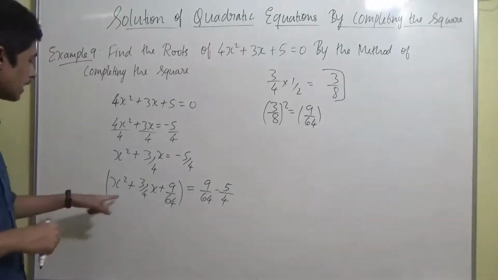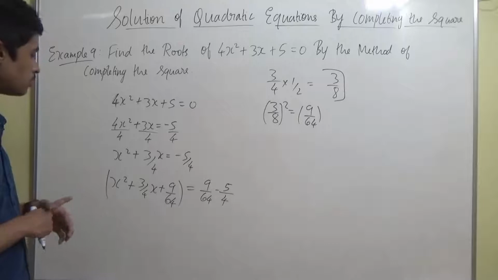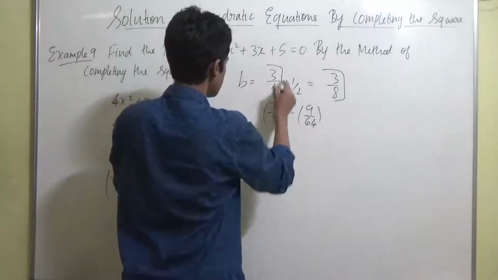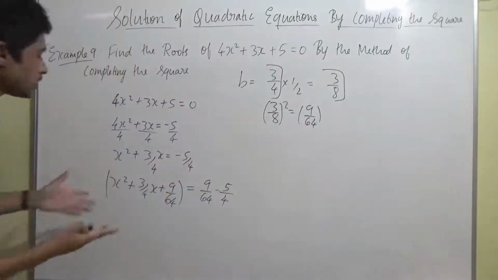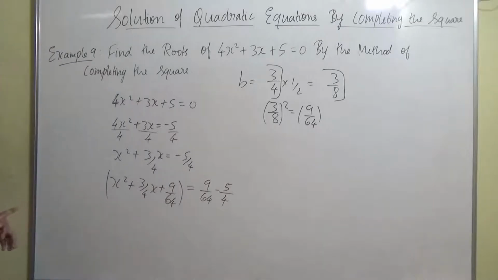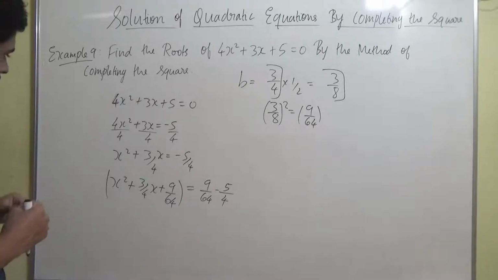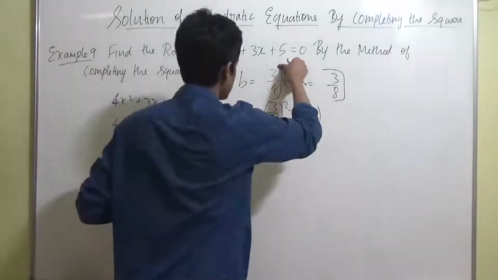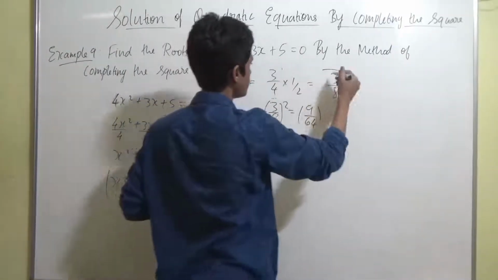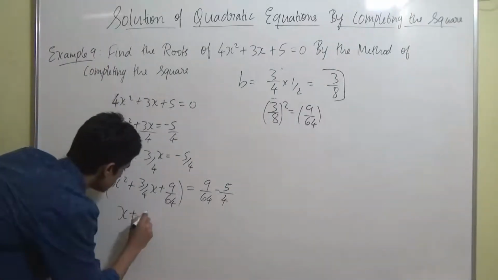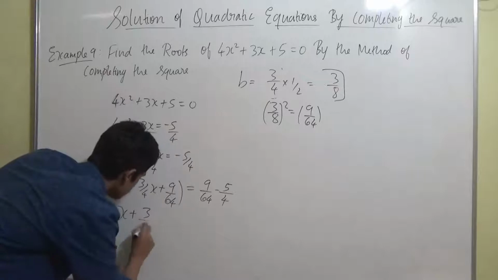Right, so this becomes x plus what is b? This is b generally, right? 9 by 64 is b square. Yeah, so what is b then? Just a minute guys, a small confusion. Okay, 9 by 64 is b square, which means b is 3 by 8. So it's in the format of x plus 3 by 8 the whole square.